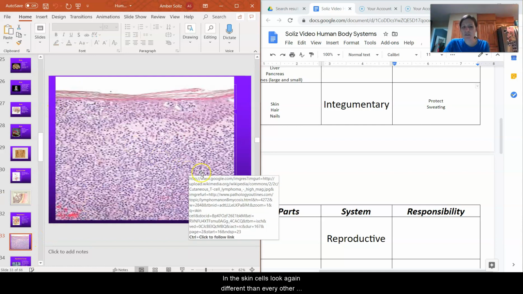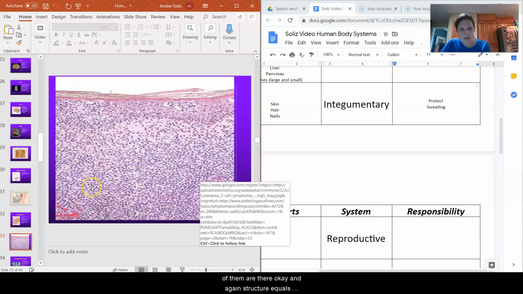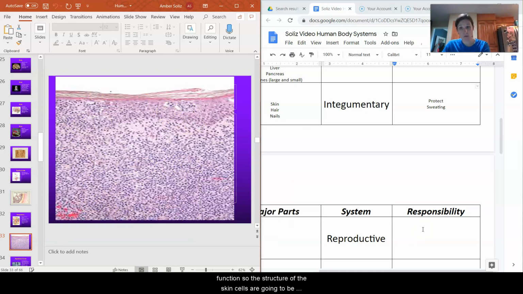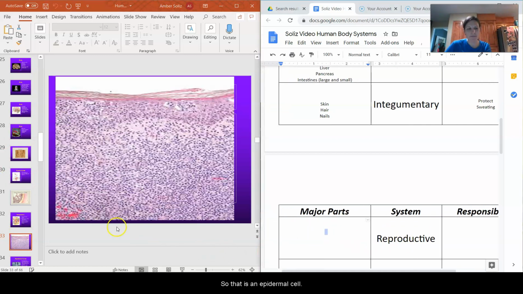And the skin cells look, again, different than every other cell. So remember the neurons kind of looked like tree roots. These almost just look like little bitty dots. So these are epidermal cells, and you can see how many of them are there, okay? And again, structure equals function. So the structure of the skin cells is going to be different than any other cell because its function is different than other cells in your body. So that is an epidermal cell. Very good. All right. Let's move on to reproductive.